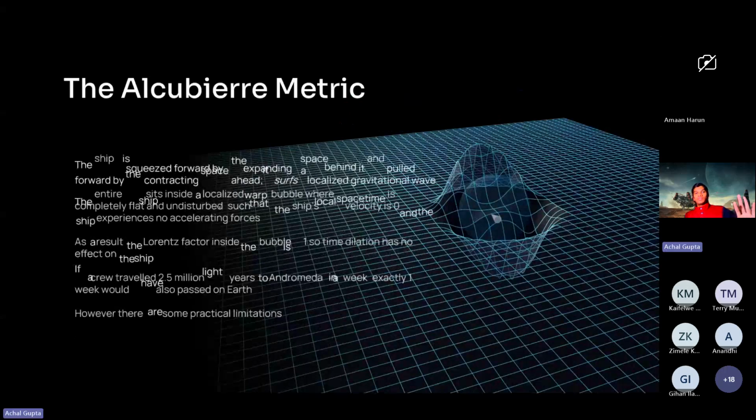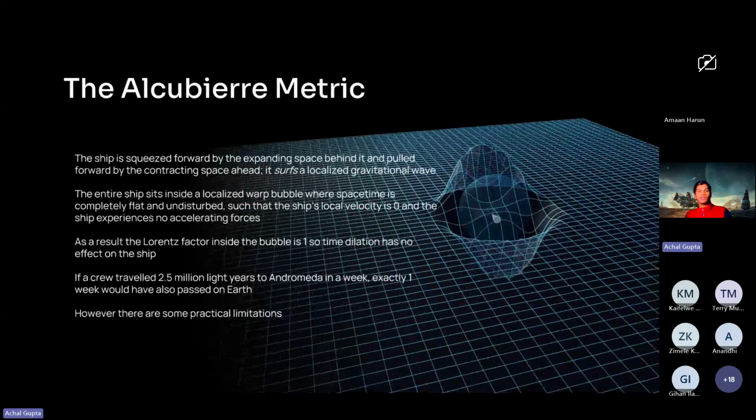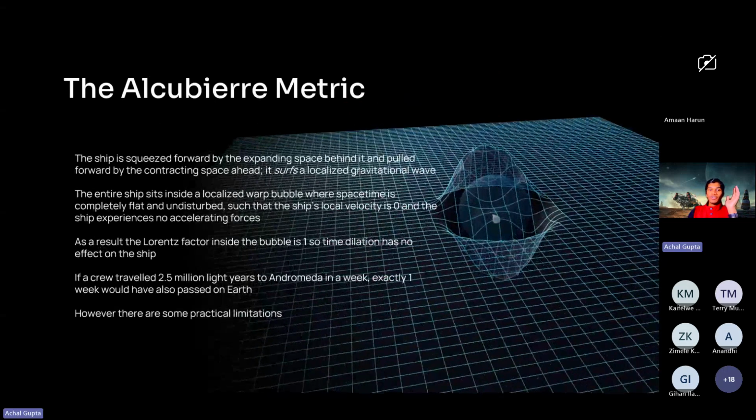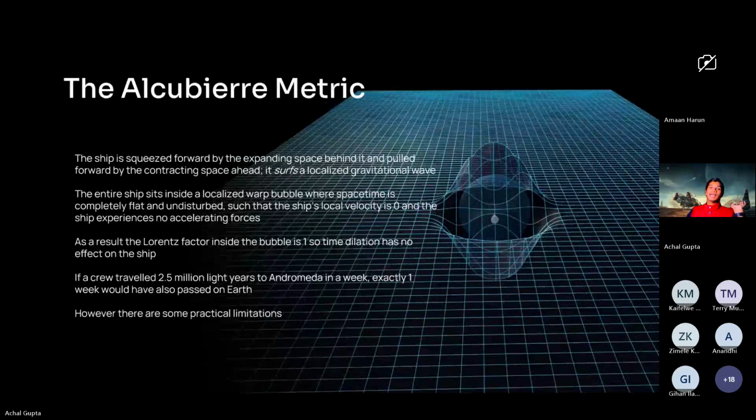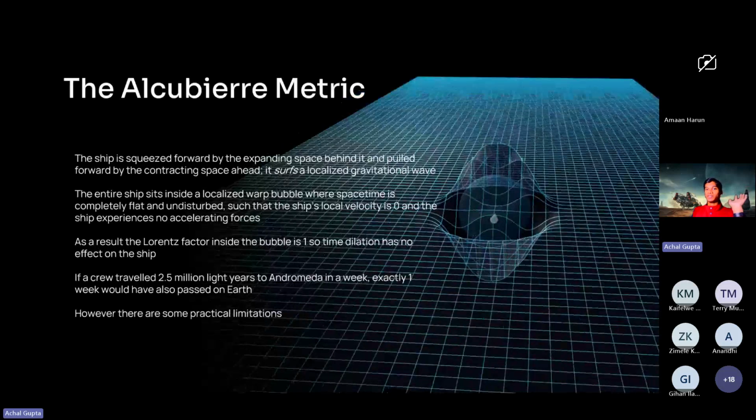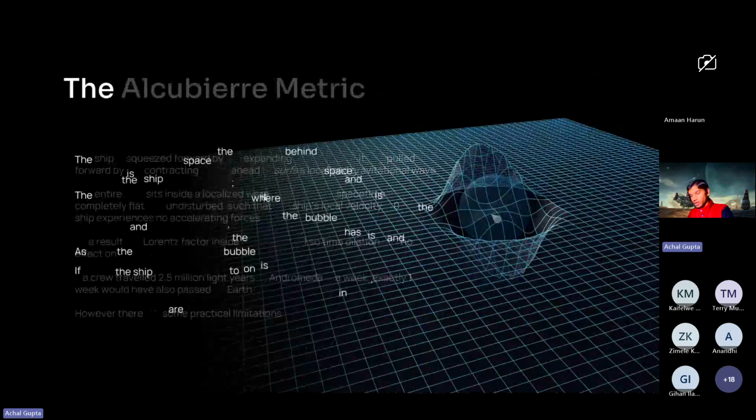Now, like I mentioned, the Lorentz factor inside is going to be 1, no time dilation. And if we traveled all the way to Andromeda or even beyond in a week, exactly a week would have passed on Earth. And there are some practical limitations to this. What are the practical limitations?